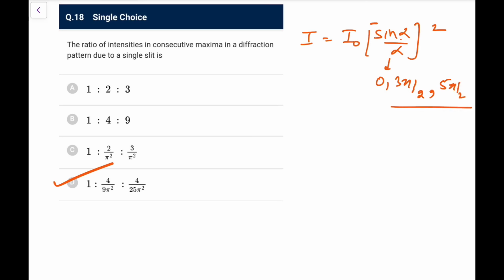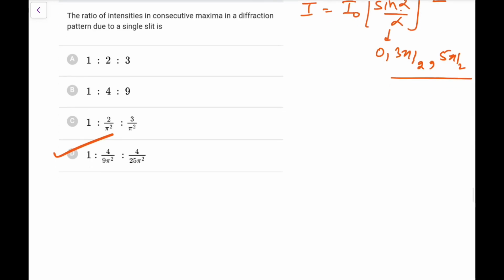Why I have not taken the pi by 2 thing, because that will be inside the central maxima, the width of the central maxima is double. So if you do this, this would be 1 upon (2 by 3 pi) whole square into (2 by 5 pi) whole square, so that would be option D here.